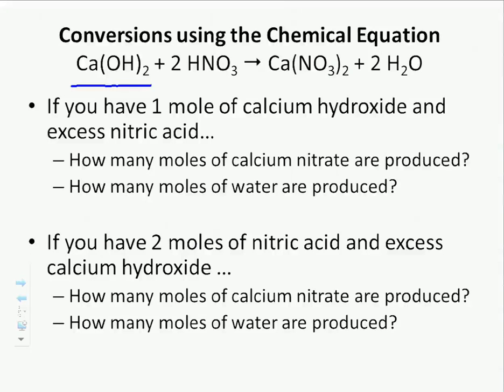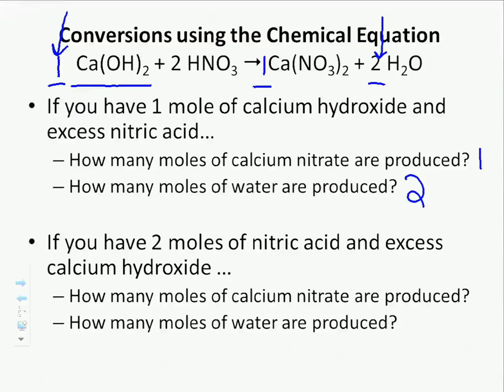If you have 1 mole of calcium hydroxide, how many moles of calcium nitrate are being produced? This is the simplest part of the question. If you have 1 mole here, 1 mole of calcium nitrate is produced. If you have 1 mole of calcium hydroxide and excess nitric acid, how many moles of water are produced? You notice here 1 mole, so therefore 2 moles of water are produced.